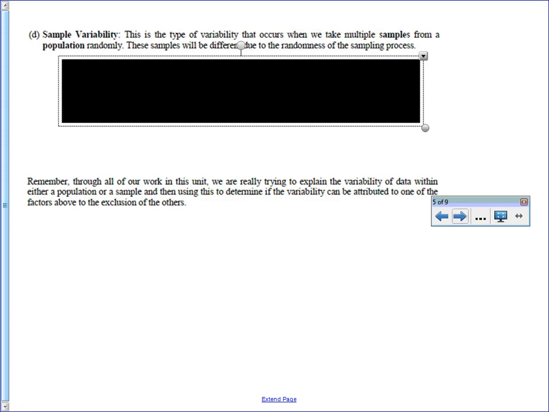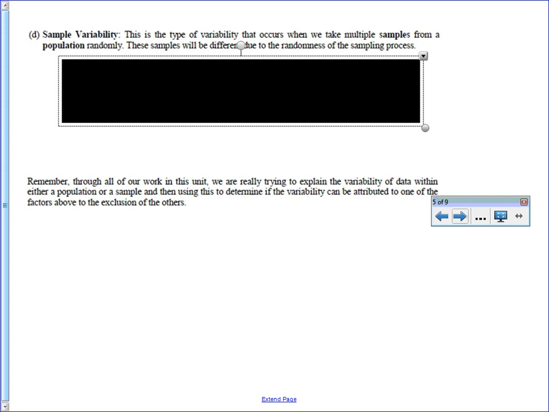Okay, and we just talked about sample variability. Underneath it says, remember, through all of our work in this unit, we are really trying to explain the variability of data within either a population or a sample, and then use this to determine if the variability can be attributed to one of the factors above to the exclusion of the others.